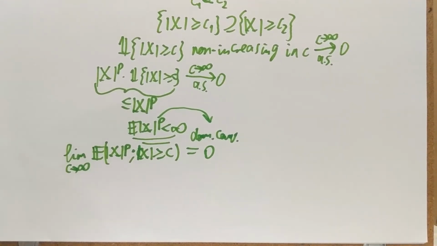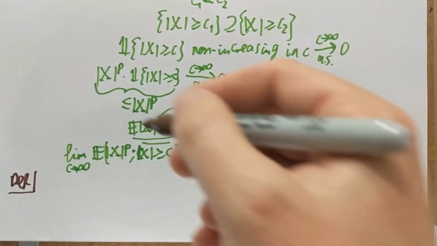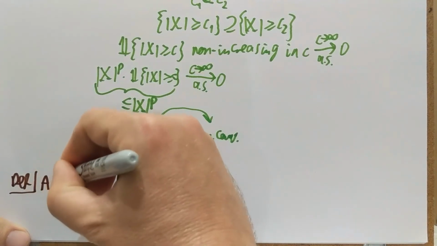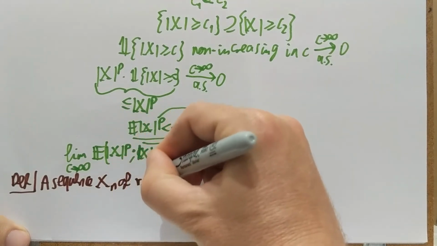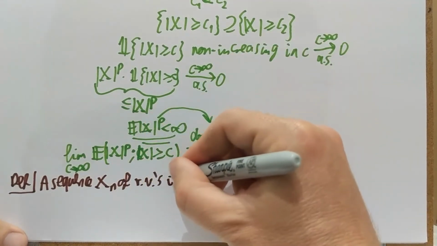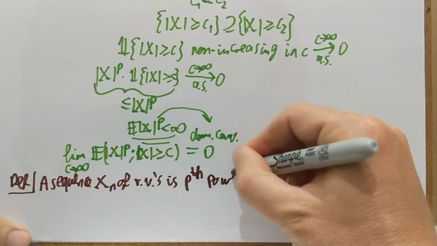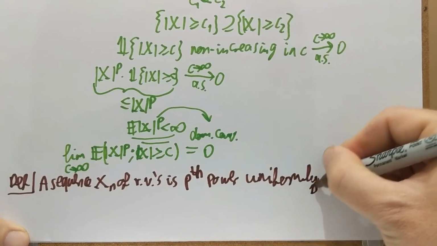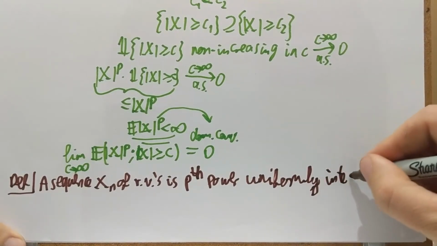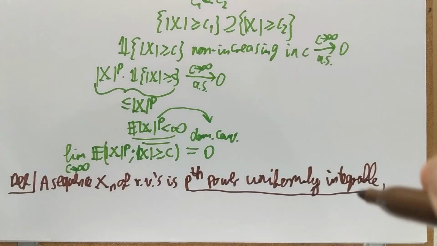Okay, that was a short remark, and that's just to prepare you for the next definition, because now I want to define uniform integrability for you. So, definition: a sequence X_n of random variables is called p-th power uniformly integrable if the following is true.